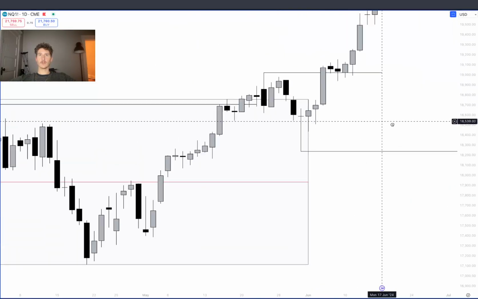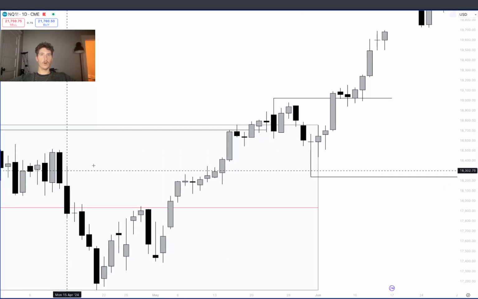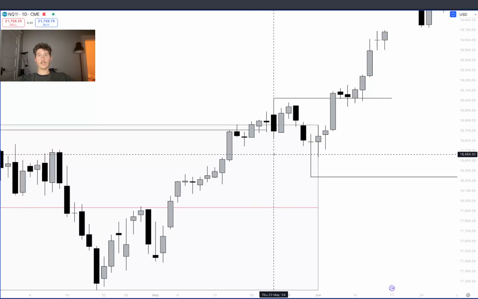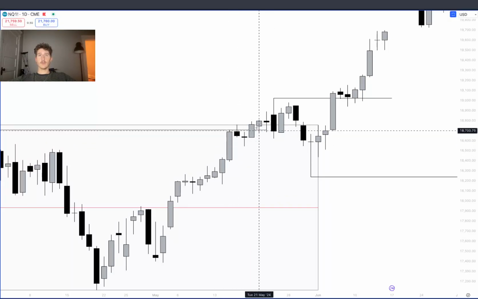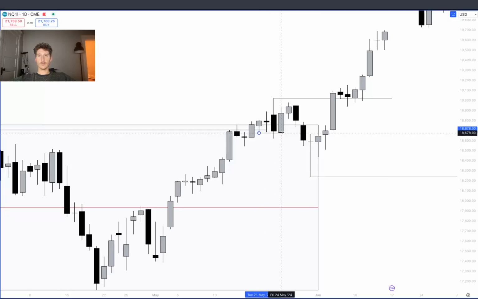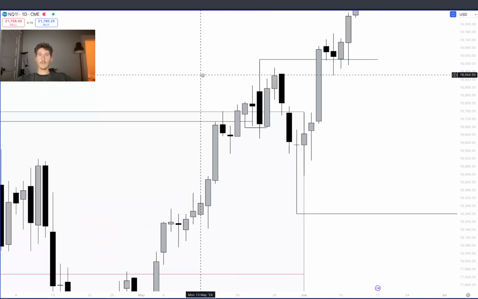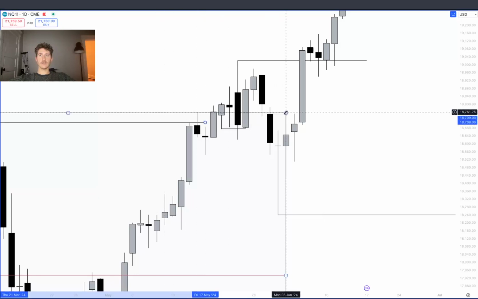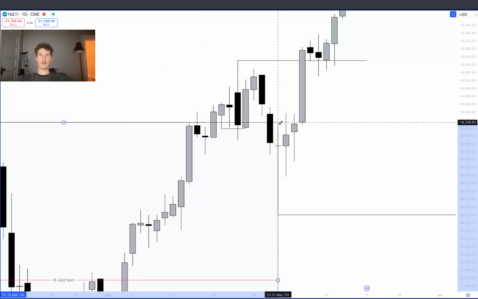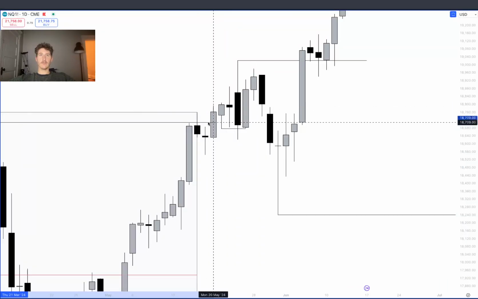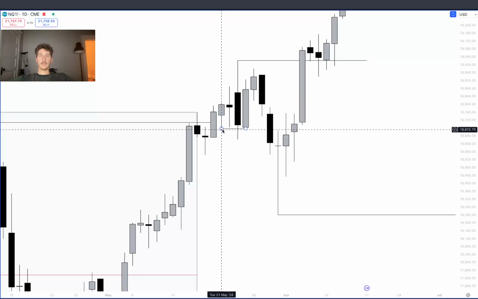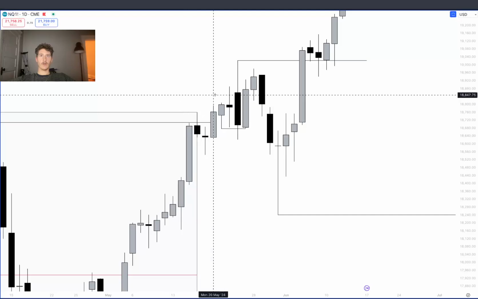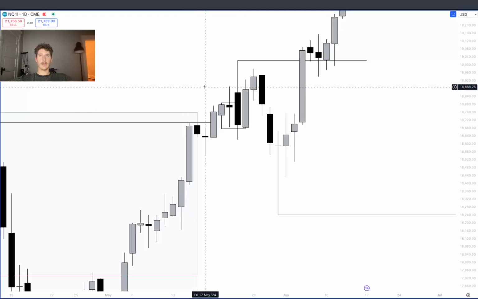So we have two kinds of Mark IIs in general on almost every setup that works, at least. One is going to be the initial Mark II, which is right here. And what that means is we have the closure above this line. Let me just put this box here. We have the closure above this line. We then come back in and tap this low. And after tapping that low, we go and take the high right there.